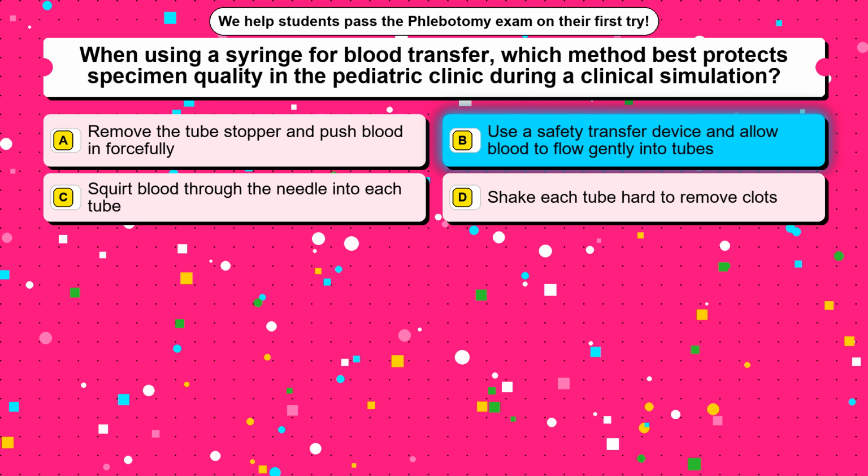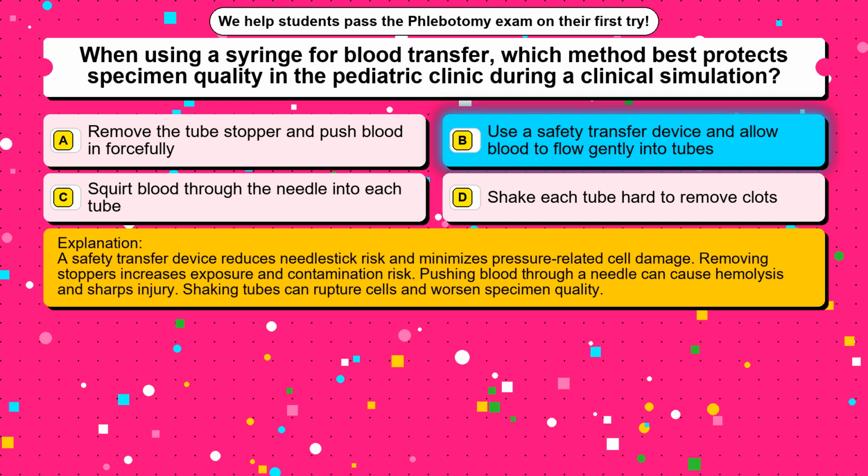The correct answer is option B. Use a safety transfer device and allow blood to flow gently into tubes. A safety transfer device reduces needle stick risk and minimizes pressure-related cell damage. Removing stoppers increases exposure and contamination risk. Pushing blood through a needle can cause hemolysis and sharps injury. Shaking tubes can rupture cells and worsen specimen quality.